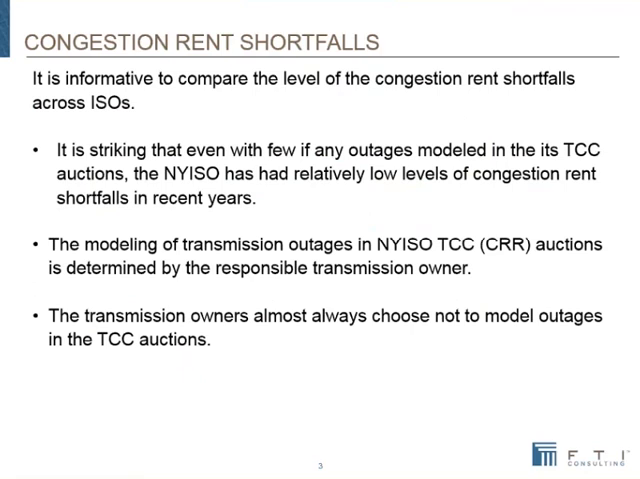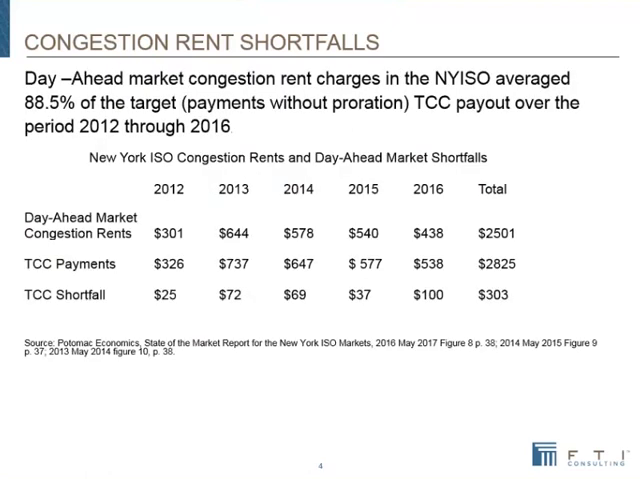And the New York market is one that I think is good because of its structure and the incentives for the transmission owners. Outages are generally not modeled in the auction, but they are modeled in the day-ahead market. It's a decision that's not made by the ISO because of the structure of responsibility for outages. So actually the transmission owners decide whether or not they want an outage modeled in the auction, and they generally decide they don't want it modeled. So you're generally running an auction without any outages modeled in it. These are the data for the last 5 years, showing there are congestion rent shortfalls in the New York day-ahead market, but still the congestion rent collections are about 89, close to 90% of the target payout. And the difference is made up by the transmission owners that are responsible for the outages.